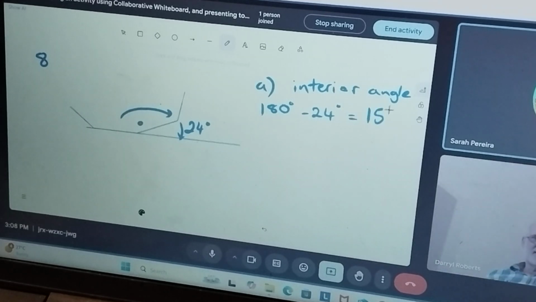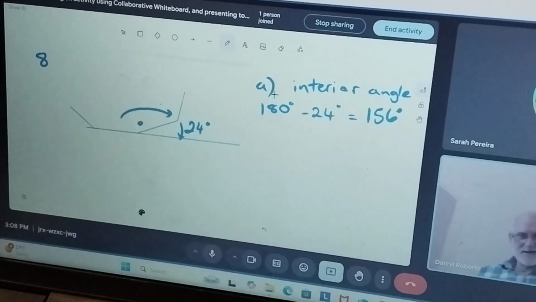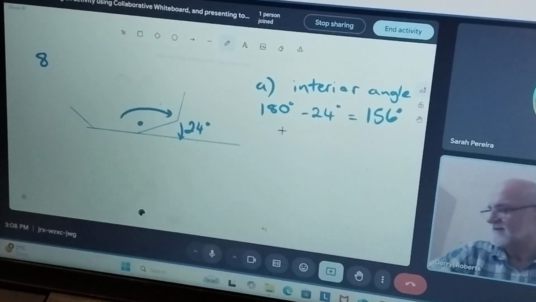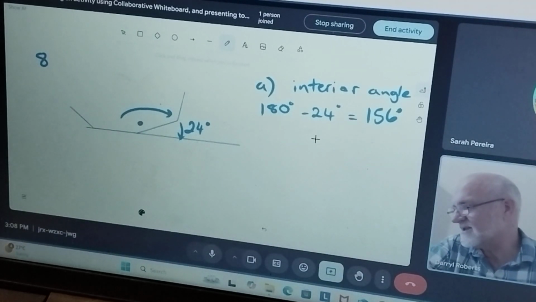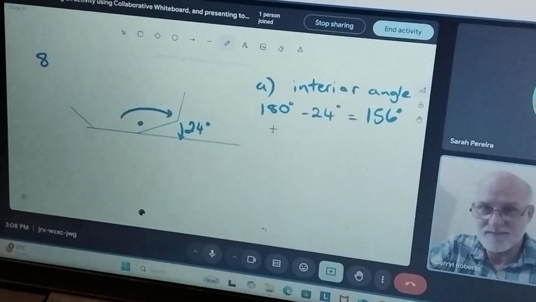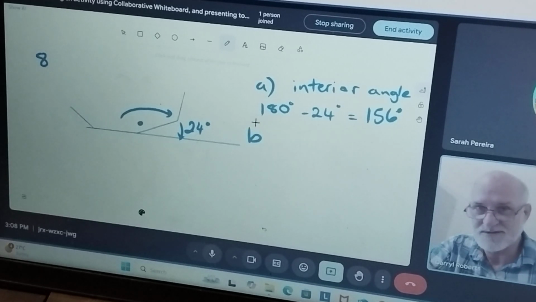156. Just that as you get cleverer and cleverer. Right, that's the first little bit on that one. So they said, okay, work out the interior angle. Now, oh no, this is actually part of this one. Okay, I've just made up a different thing. Don't worry, I've mixed up question 7 and question 8.